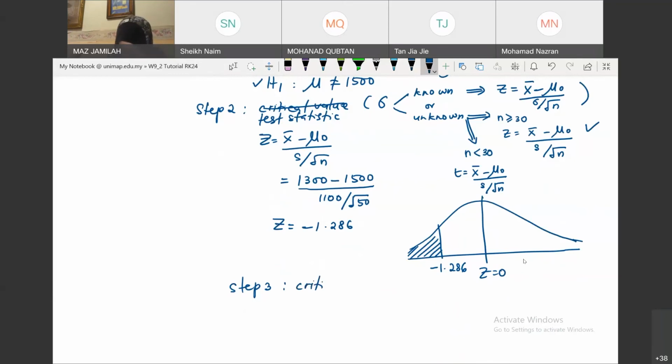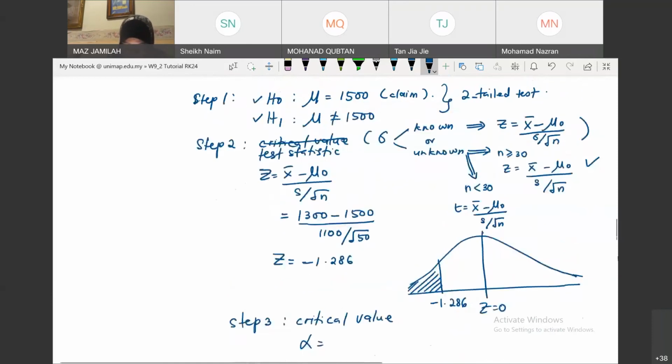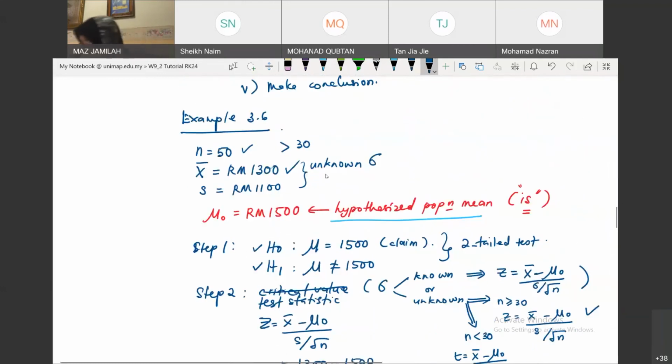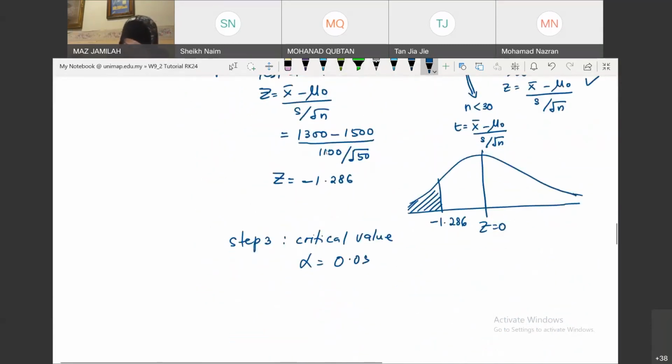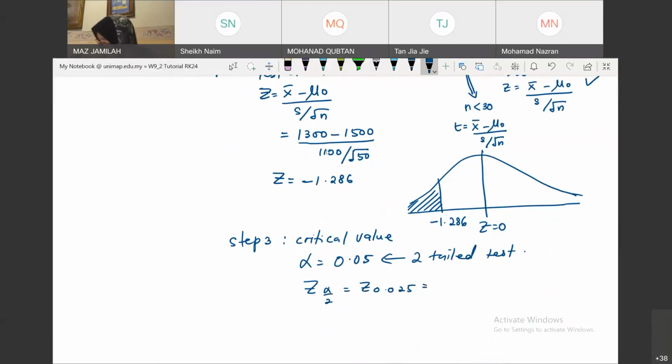The critical value will always use the Z alpha over 2 or the alpha only. Since the alpha given in your question is 0.05, and we know that this is a two-tailed test, we need to find the Z alpha over 2, given by Z 0.025, and we know that it is plus minus 1.96.